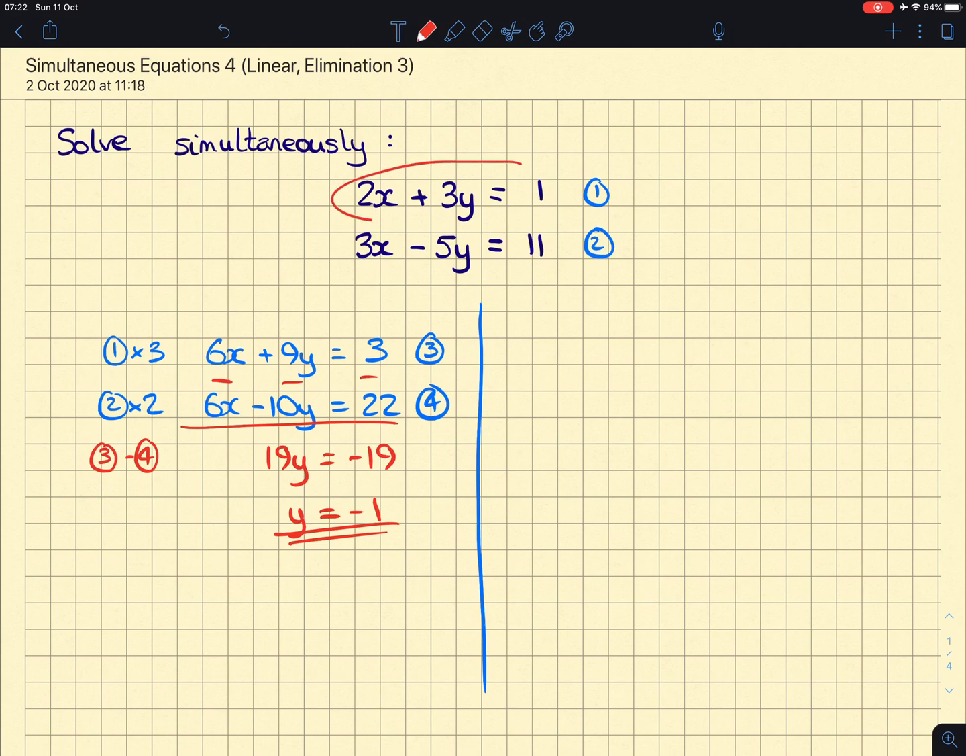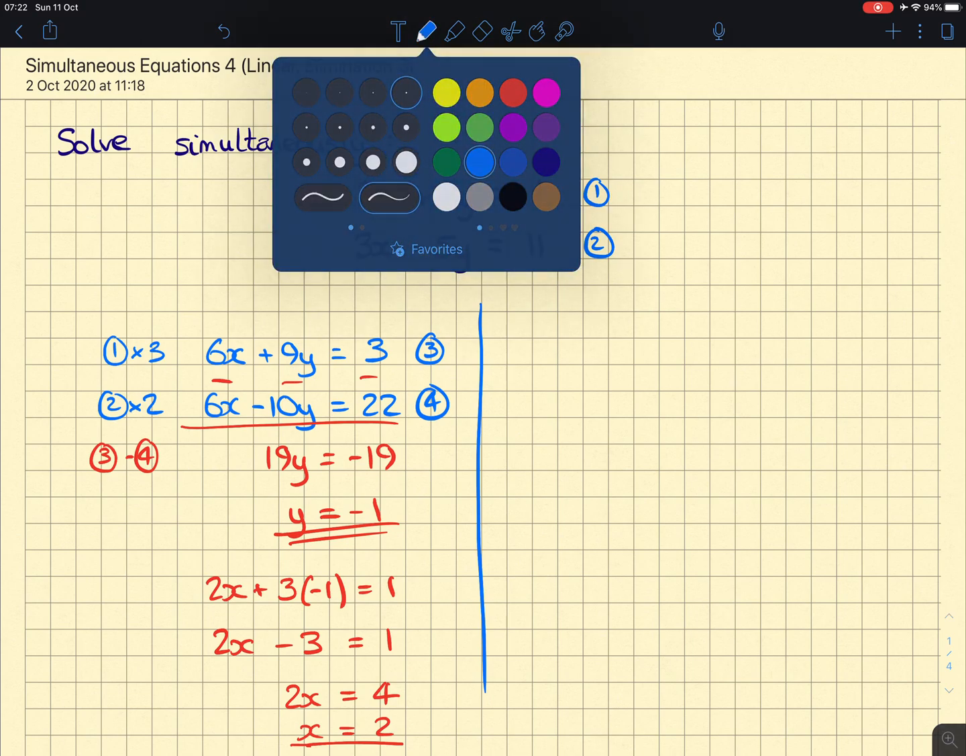I'm then going to sub it back into this equation because that's the easiest looking one in my opinion. So we're going to end up with 2x plus 3 lots of minus 1 equals 1, which will give us 2x minus 3 equals 1. Add 3 to both sides, we'll have 2x is 4, and then divide both sides by 2, we'll end up with x equals 2.